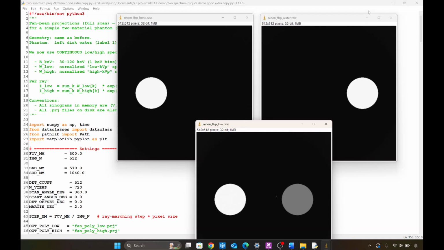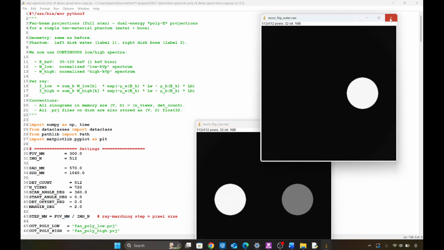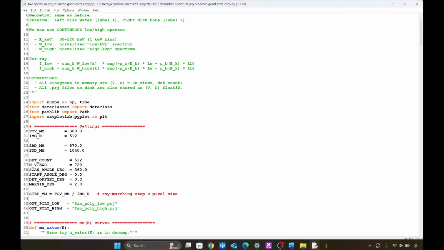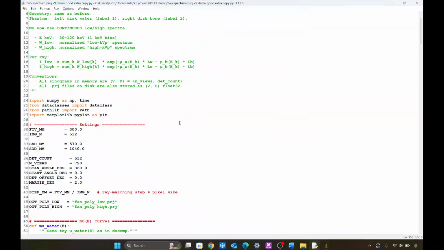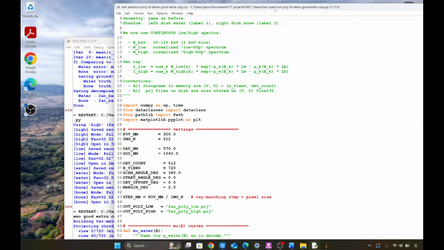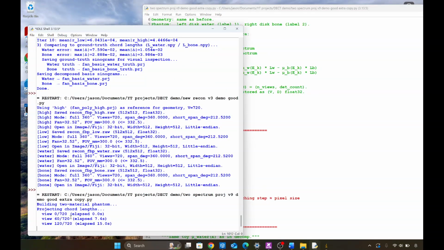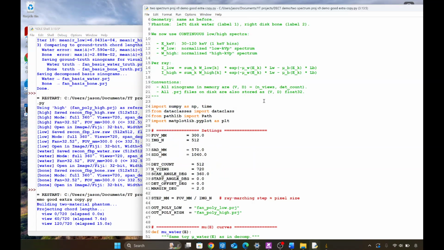The first step, let's start with the projection generation. And here is the code. We are going to run it. It will build a simple phantom, a water disk on the left, and a bone disk on the right. It will build 720 view angles and simulate a 512 detector row.